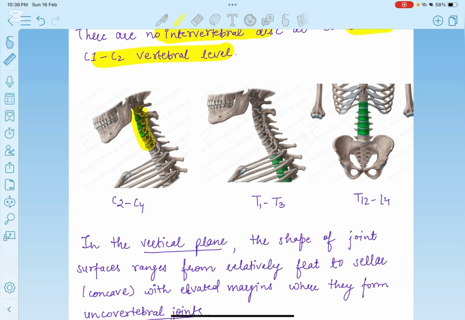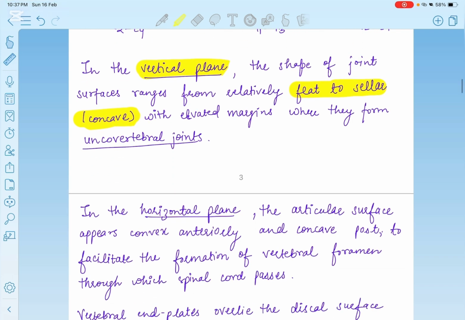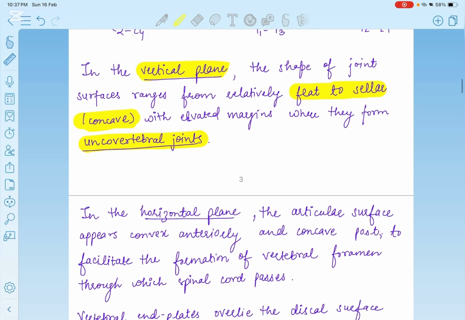This is for the cervical 1 to cervical 4 area. This is showing the thoracic 1 to thoracic 3, and this is showing thoracic 12 to lumbar 4 region. Now, in the vertical plane, the shape of the joint surface ranges from flat to sellar. Mainly, the concave shape is formed with elevated margins where they form the uncovertebral joints. This was about the vertical plane, which is concave shaped.